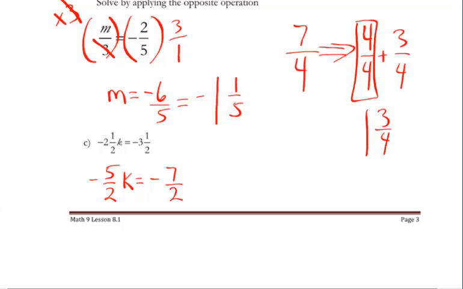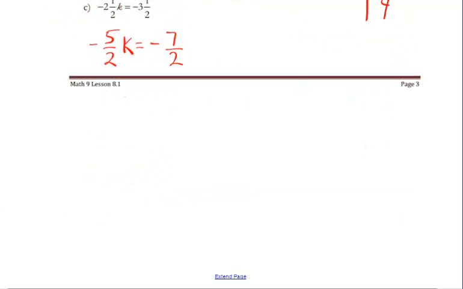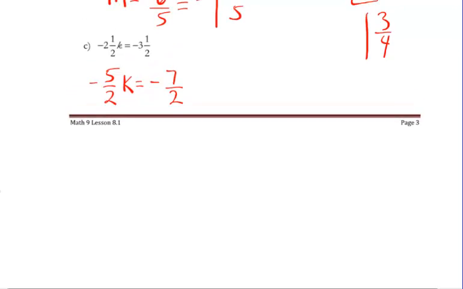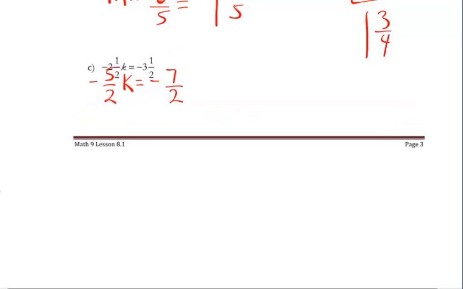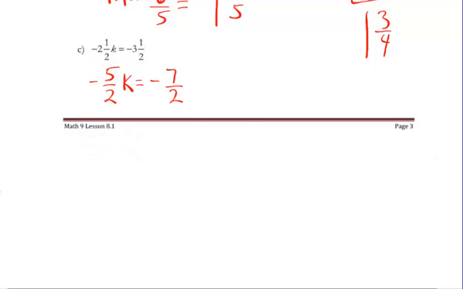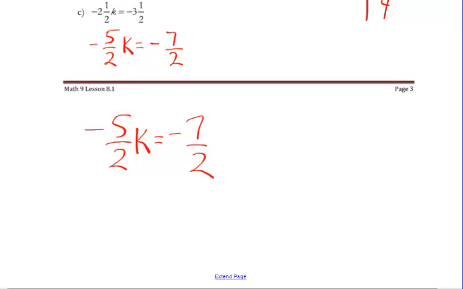All right, so I know this is looking a little tricky here. So what we're going to do is we're going to actually take this, and I'm just going to slide this whole thing and put it down here. -5 halves k equals -7 halves. And we are going to divide both sides by -5 halves. Divide this side by -5 halves.